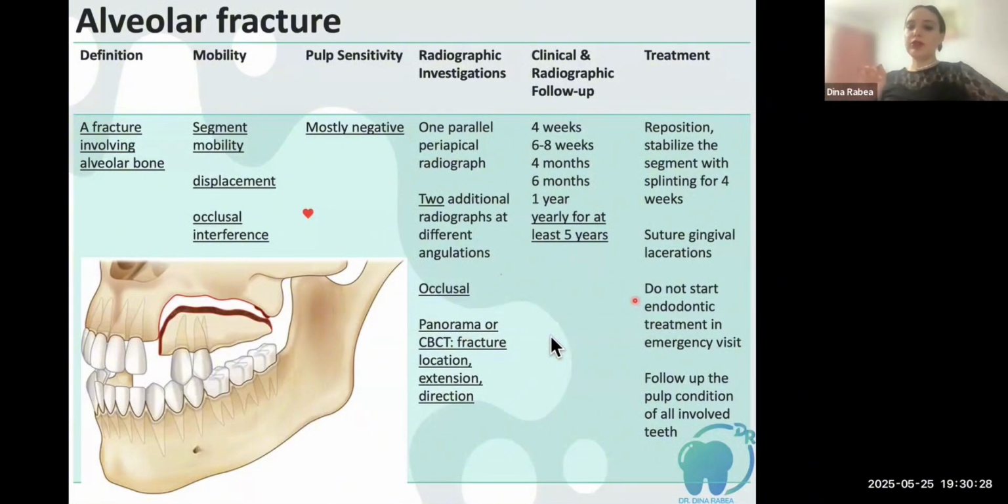Of course, with alveolar fractures, we might have gingival lacerations. It's sometimes caused due to accidents and complicated fractures and so on. So we might need to suture the gingival lacerations, or again, call a surgeon in case it's beyond our scope of management. Again, we never start endodontic treatment in the emergency visit, and we have to keep following up the pulp condition of all involved teeth for a very long time.